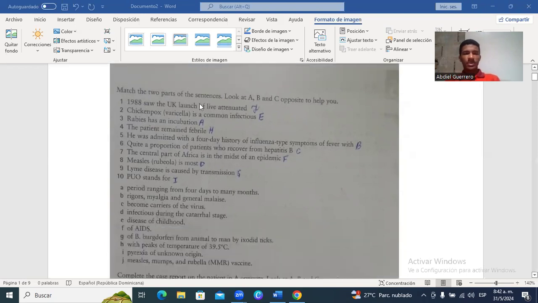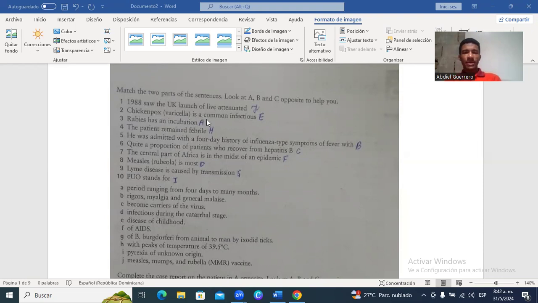Let's begin with Unit 24, Infections. Find the two parts of each sentence. Look at A, B, and C opposite to help you. 1988 saw the UK launch of the live attenuated vaccine. J.